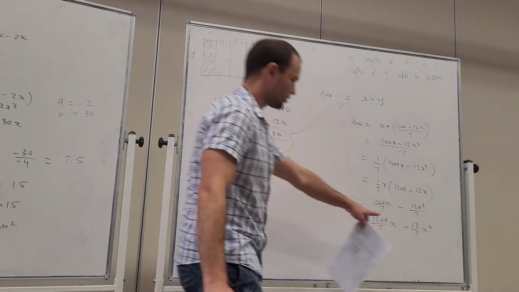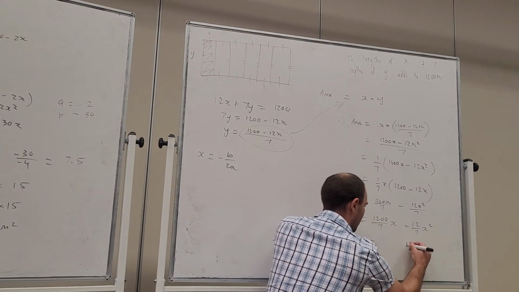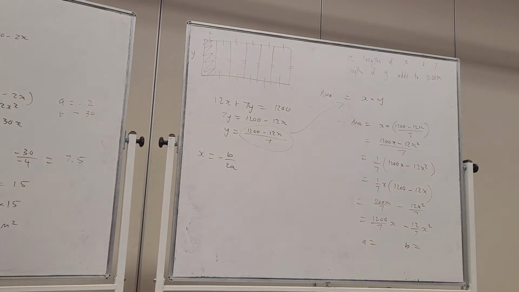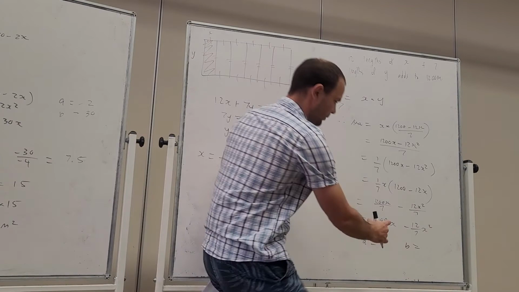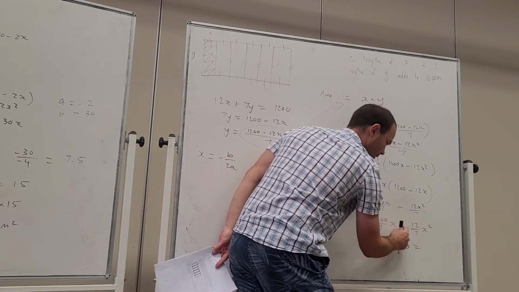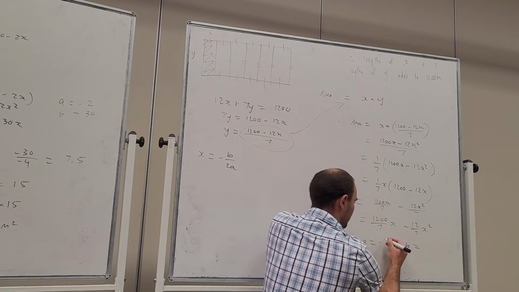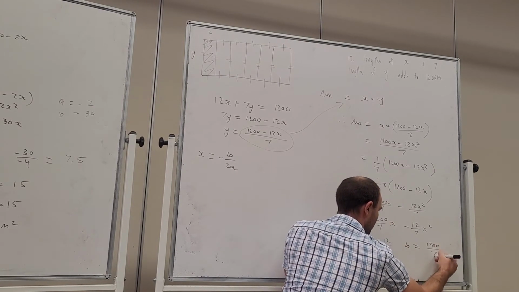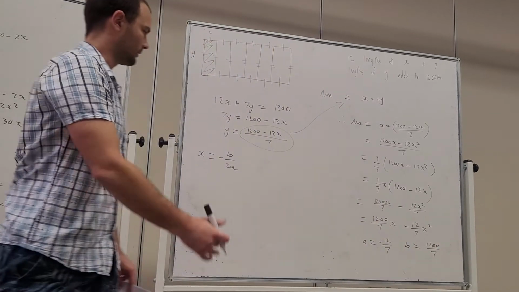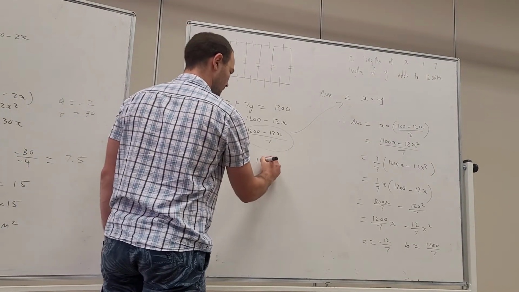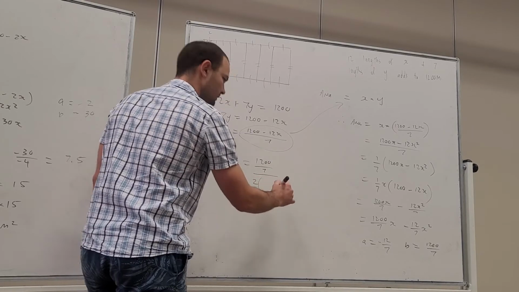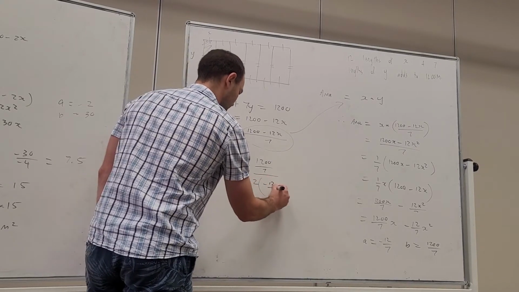So from this equation, A is always the coefficient of x squared. So I haven't written it in order there. Which one's the x squared term? This one, which means our value of A is minus 12 on 7, and our value of B is 1200 on 7. And we've got everything we need to put it in the formula. Let's put it in here. 1200 on 7 on 2 times minus 12 on 7.